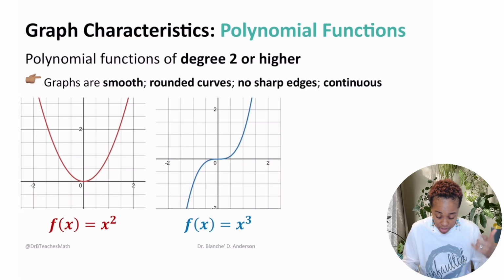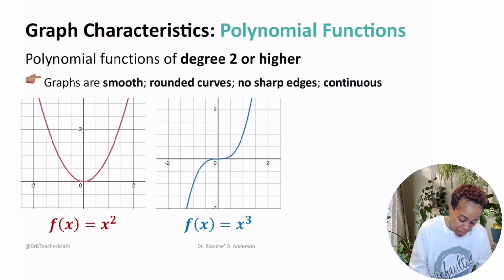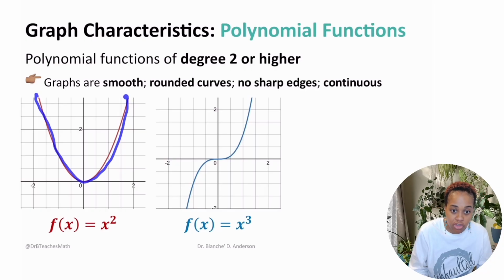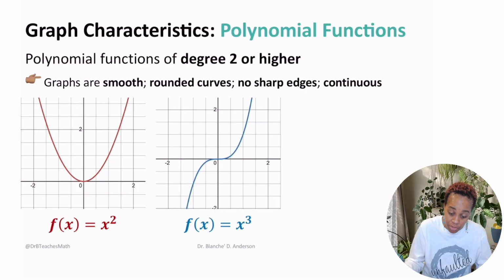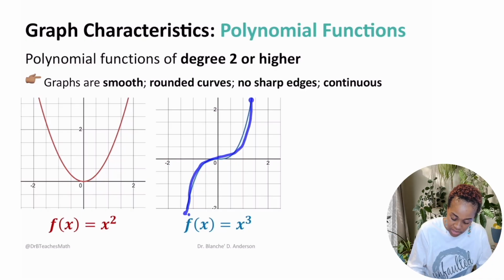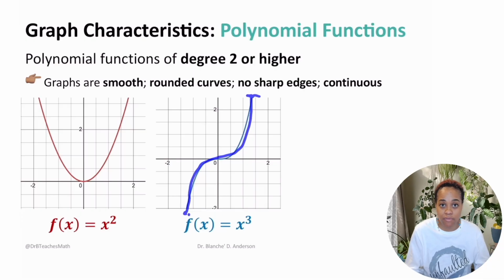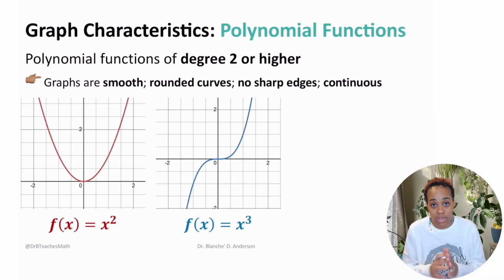It says rounded curves, no sharp edges, continuous. What they mean by continuous is if you put your pencil down and start, you can draw it without picking your pencil up. So that's another way you can tell. Same thing here. If I put my pencil on here and trace this, you can draw the entire graph without picking up your pencil. That's the way you know that it's a polynomial function. It won't have any breaks or any splits in between. You'll be able to draw it.